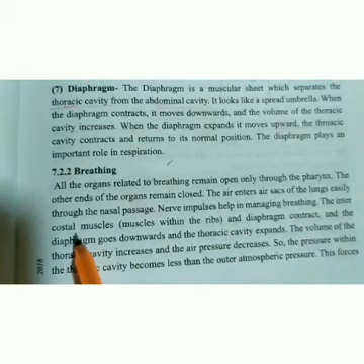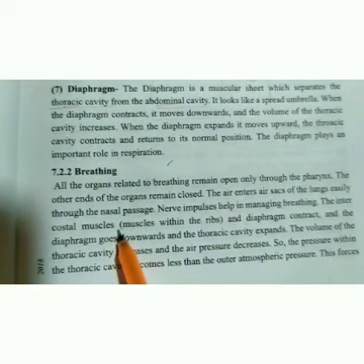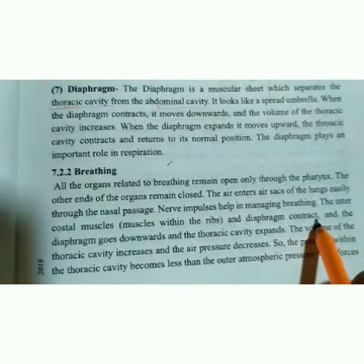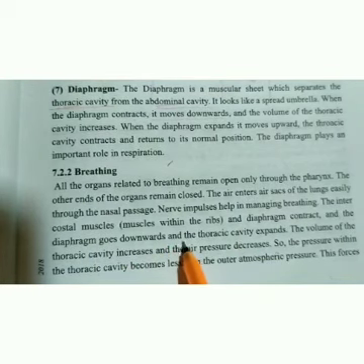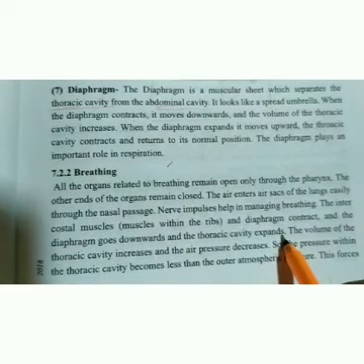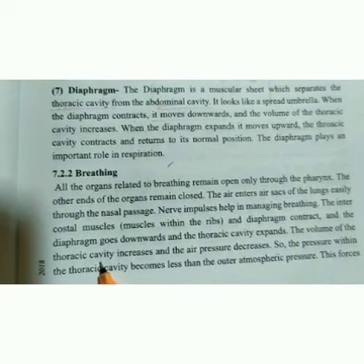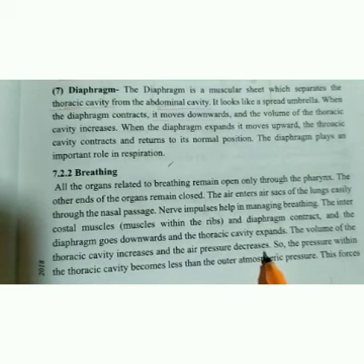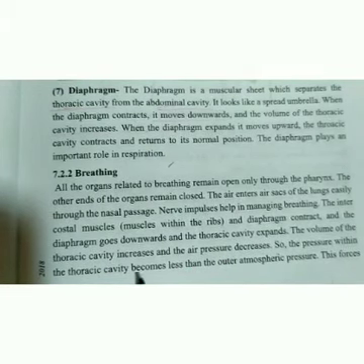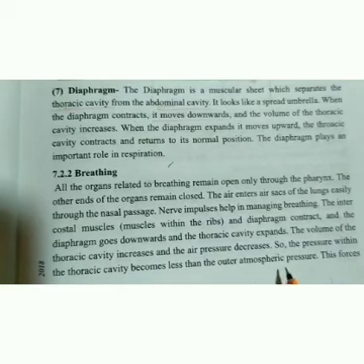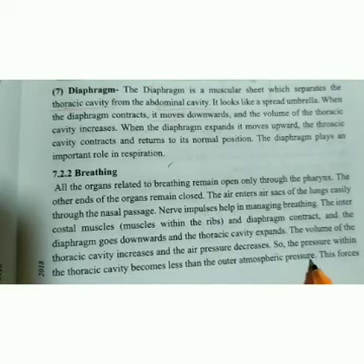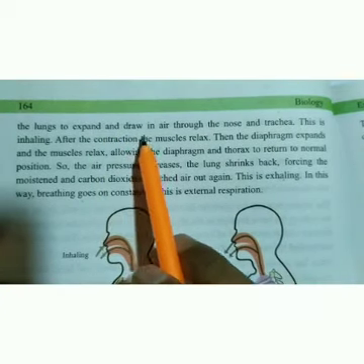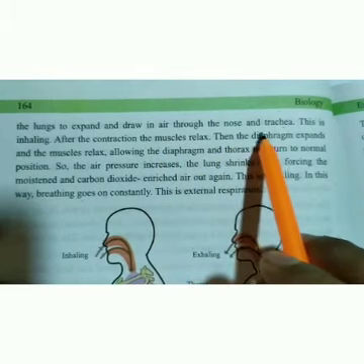The intercostal muscles, that is the muscles within the ribs, and the diaphragm contract, and the diaphragm goes downwards and the thoracic cavity expands. The volume of the thoracic cavity increases and the air pressure decreases. So the pressure within the thoracic cavity becomes less than the atmospheric pressure. This forces the lungs to expand and draw air through the nose and trachea.